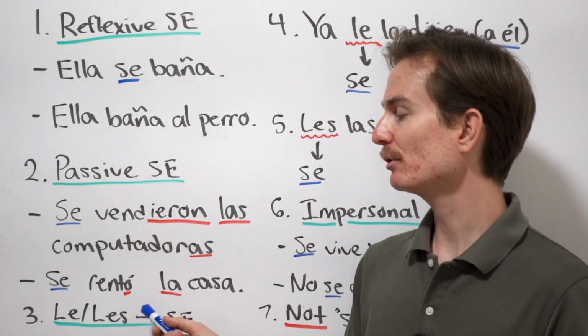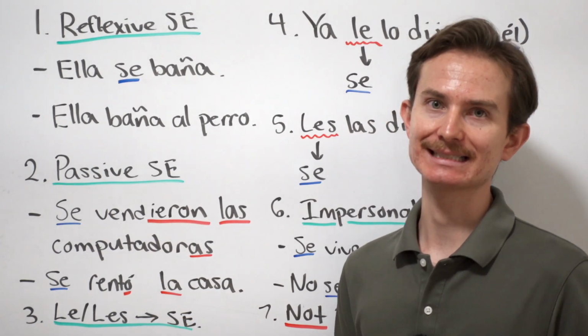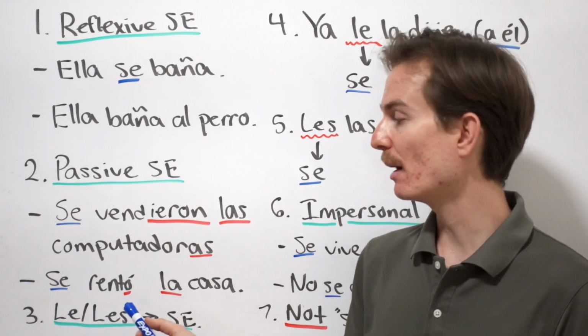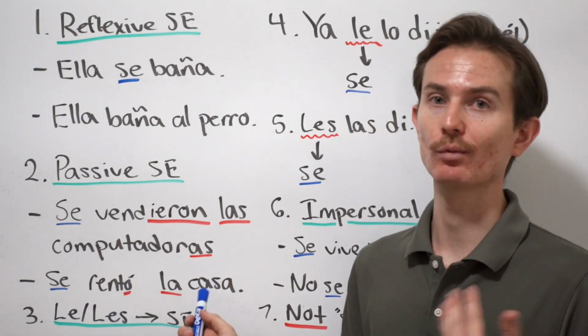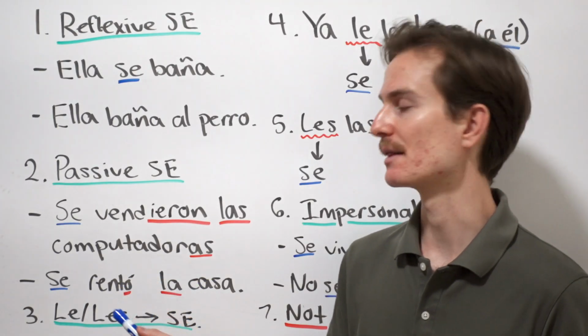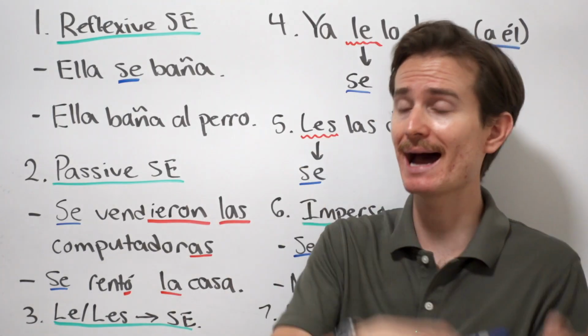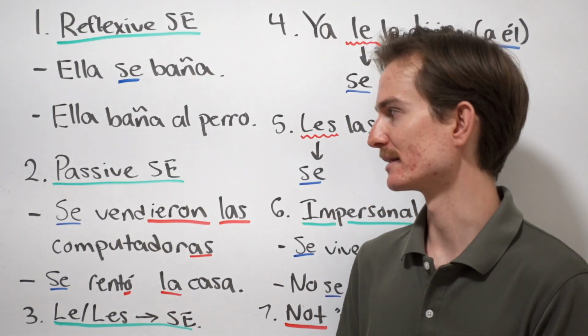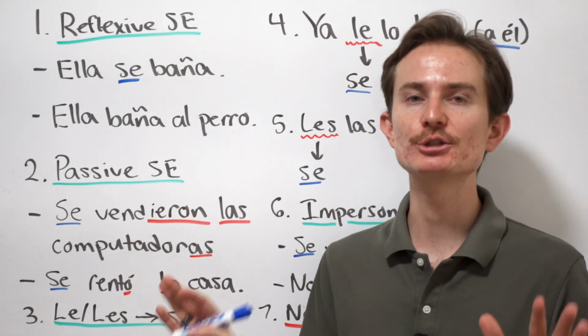Okay? Next example, se rentó la casa. Okay? The house was rented. We don't know who rented the house, but we know the house was rented. Once again, rentó being conjugated based off of la casa. This is the preterite tense, aka the past. So se rentó la casa. The house was rented. Okay? Passive se, a little bit tricky.